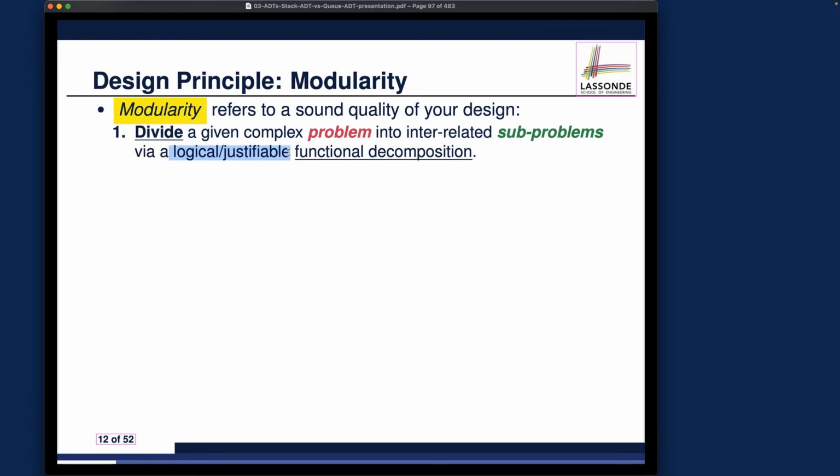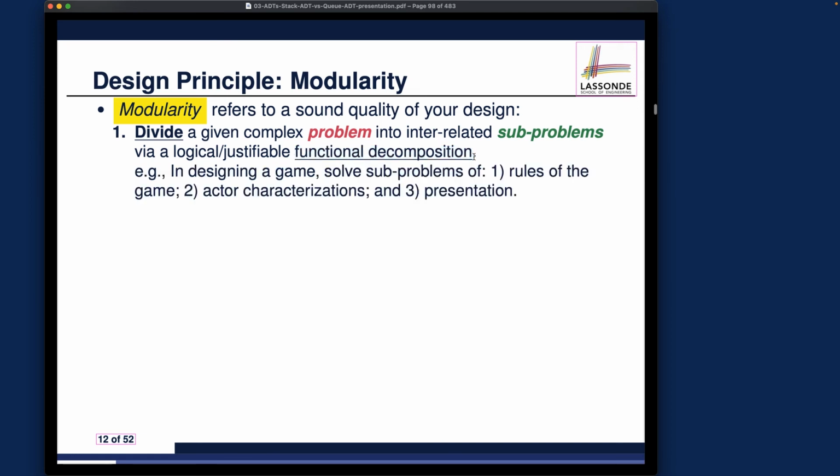That's not really something we will do in this course so much, because we are still mainly focusing on implementation. But once you get to the more senior software design course, you have to know about how to justify the so-called functional decomposition of your problem into sub-problems. That's something I'll leave to your future professor to cover.